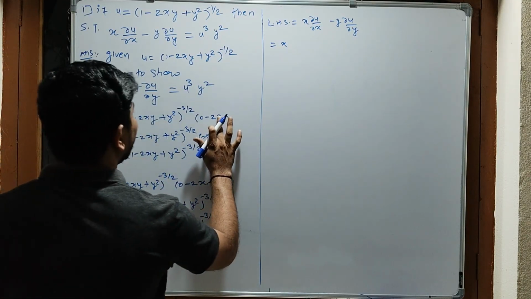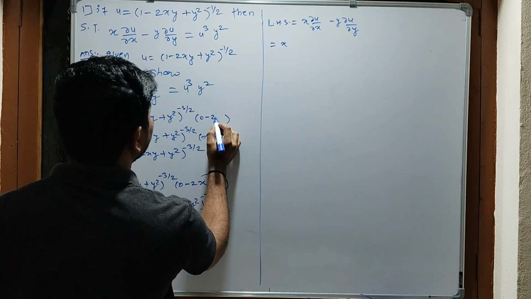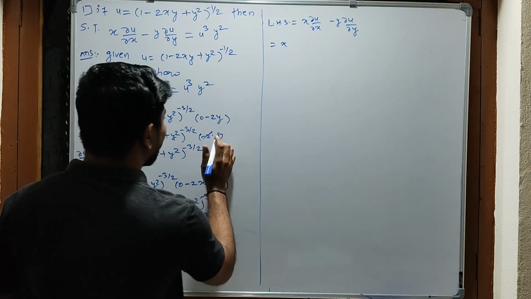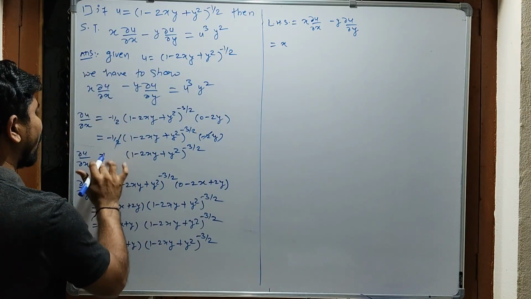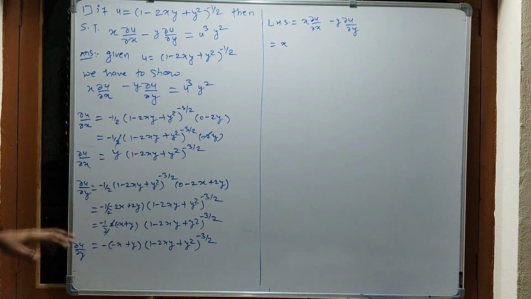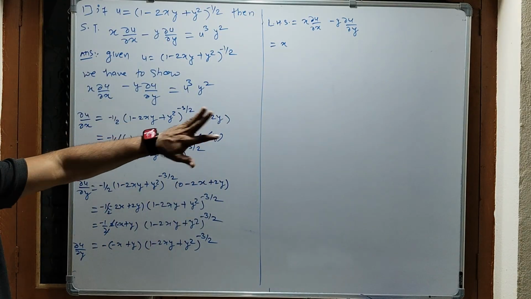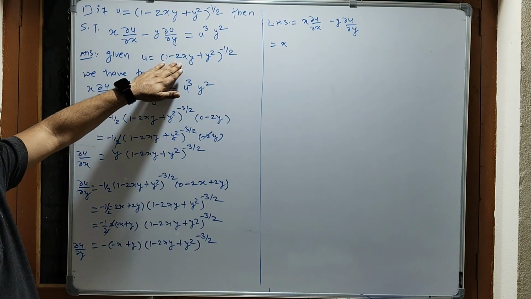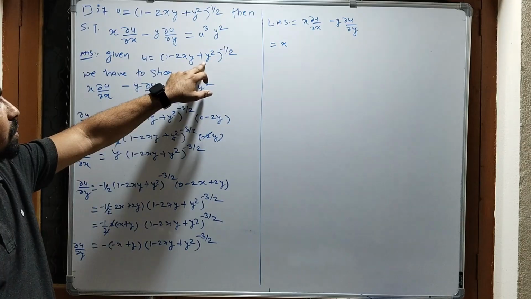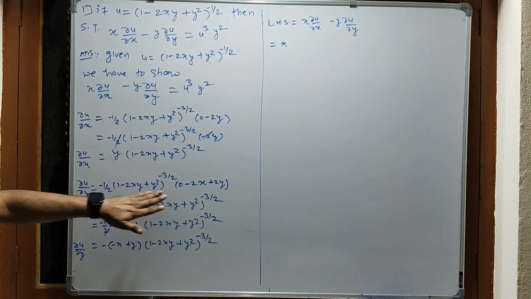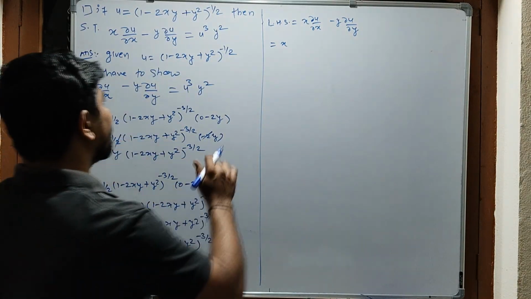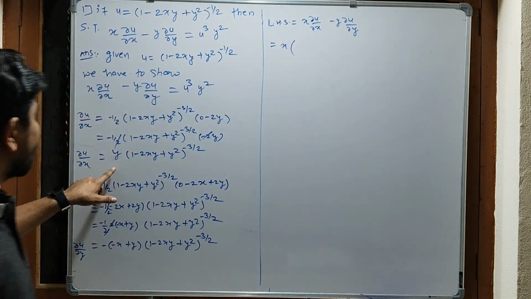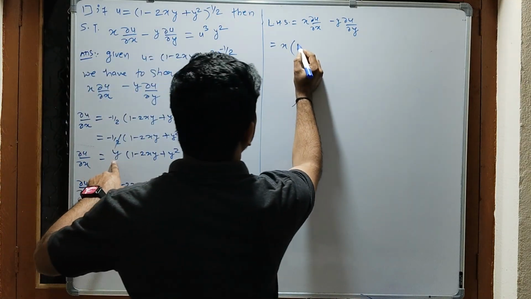Here the partial derivative of this function with respect to y is my 2y. So this is my 2y, and this is my y. The partial derivative of this function with respect to x gives minus 2y, so this is 0. Yes, this is y. Now tell me x times dou u by dou x. So x times dou u by dou x means this is my y.